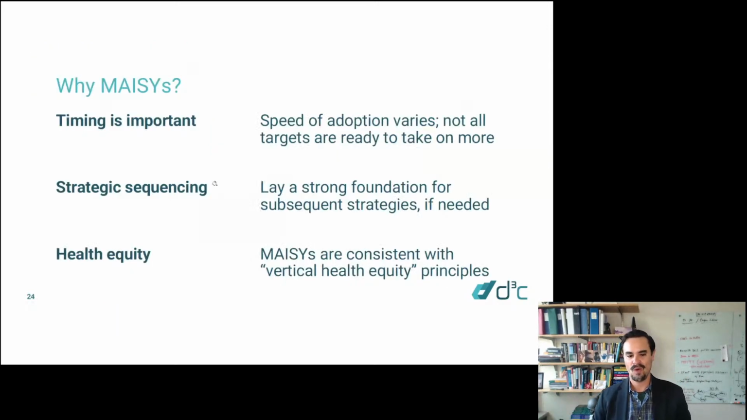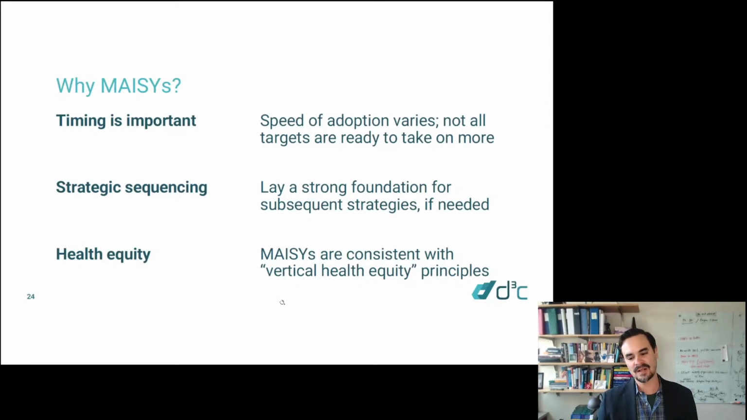Okay, now that you know what MAISYs are, why are they important? The speed of adoption varies across the targets in my organization. Not all targets are ready to take on more. Sometimes I want to use a MAISY because I want to strategically sequence certain strategies. For example, I may want to lay a strong foundation for other strategies I know I'm going to use later, or might use later, depending on if they're triggered.